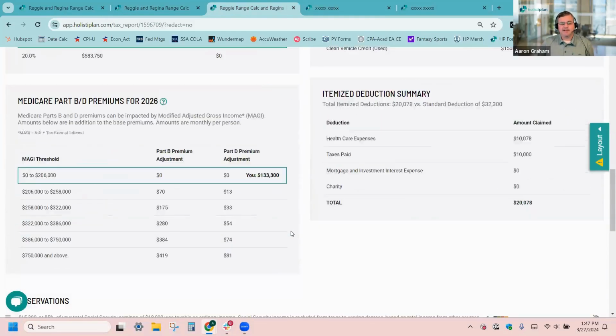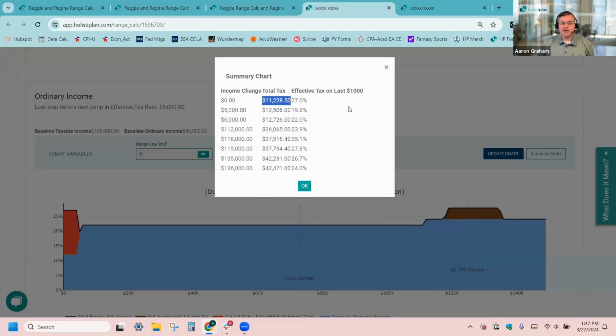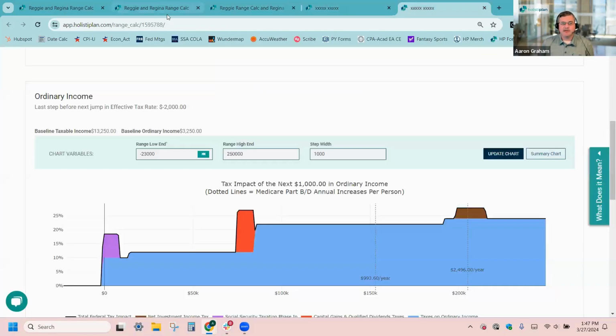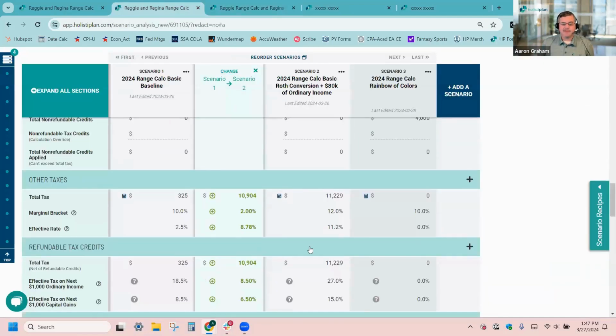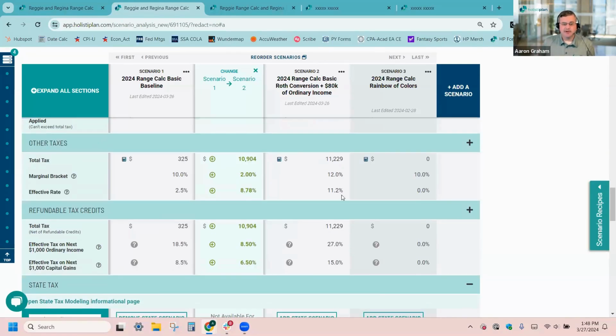Whichever way is best understood by your client, you can see it on the tax report. You can see it on this summary chart within Range Calc, and you can also see it in scenario analysis itself, just down here looking at the total tax and comparing those scenarios. Maybe you're showing your client, this is where we are right now. Here's what we're thinking. This is going to mean an increase of $11,000 in your taxes, but we think it's worth it based on the effective rate and where rates are headed.